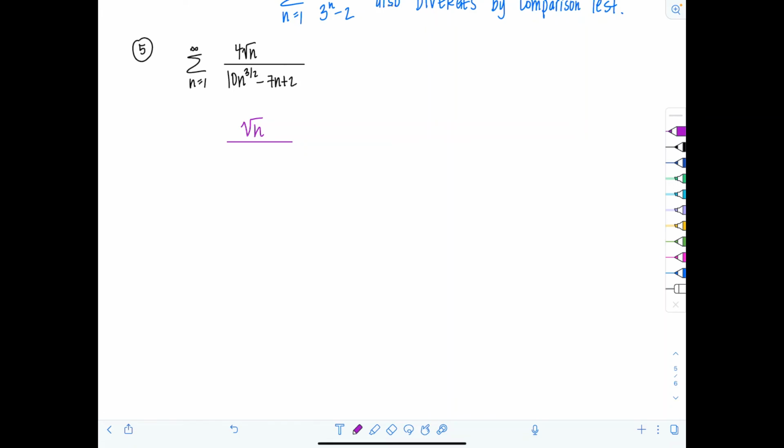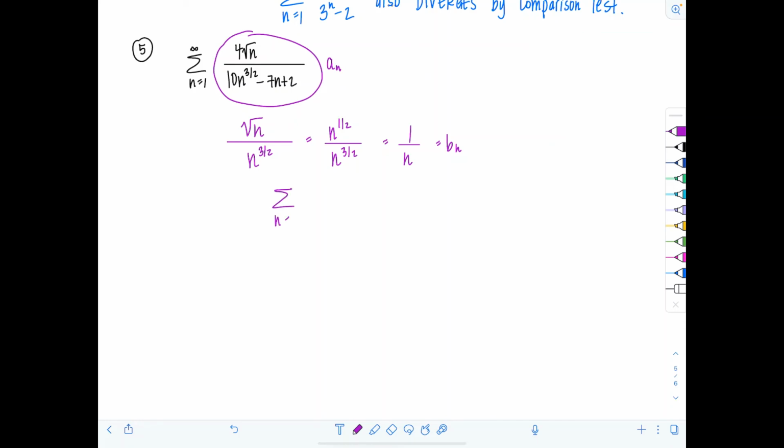The n to the 3 halves. Now, you could put the 4 and the 10 in there or not. It really won't make a huge difference, okay? I usually like to not put the constants in there, but it's up to you. So rad n over n to the 3 halves, that's n to the 1 half over n to the 3 halves. If I simplify that, that's just 1 over n, right? So let's let that be Bn. Remember, that's an.